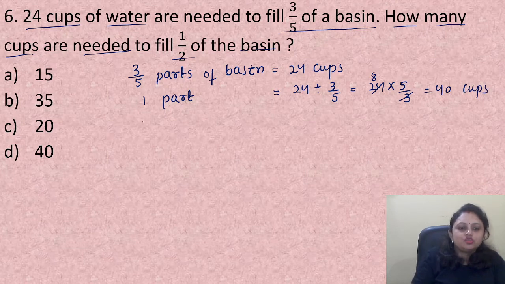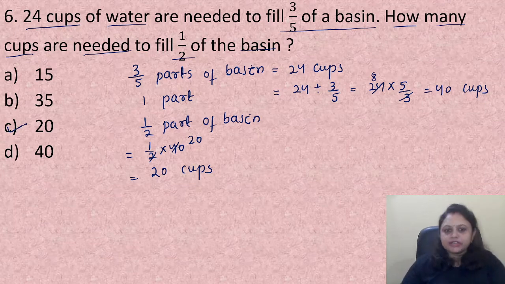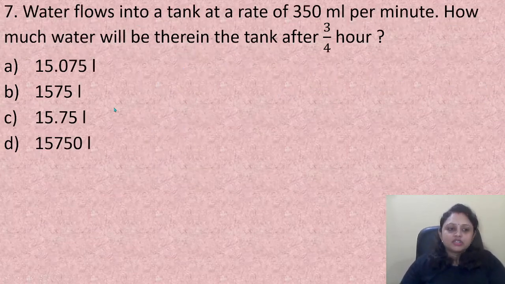But we need to fill half part of the basin. So one part needs 40 cups. So half part needs half into 40, that is equal to 20 cups. Right? So the correct answer is option C, that is 20 cups. Got it everyone? Coming to the next question.